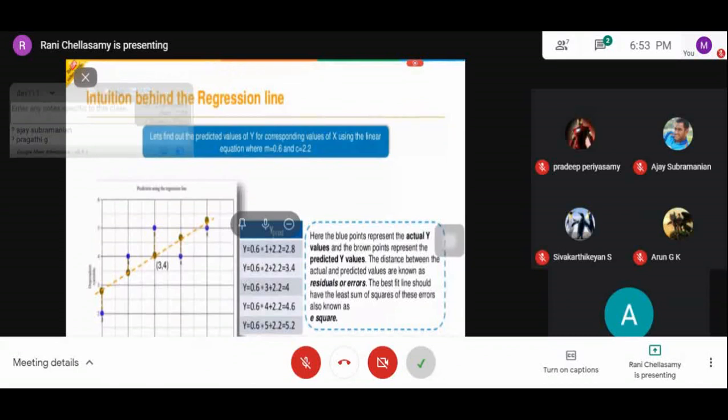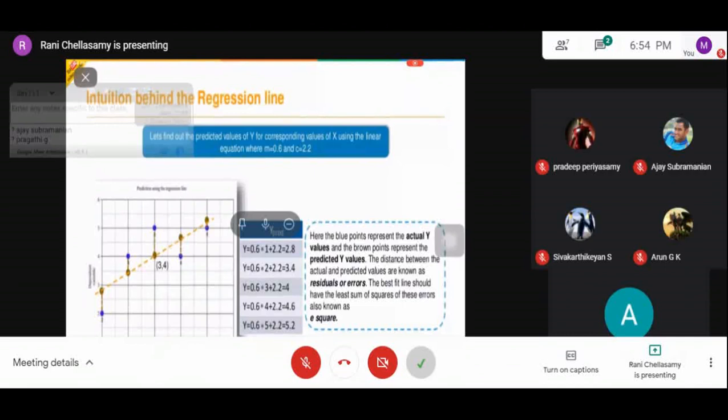which is also called E square. Okay, so after plotting the x and y values in the graph, we need to find the mean values of x and y, and with that mean value draw a straight line on the graph. Then substitute the values in mx plus c, and with that you find the predicted y value. Now find the difference between the actual y value and the predicted y value. The distance between these two we call an error.